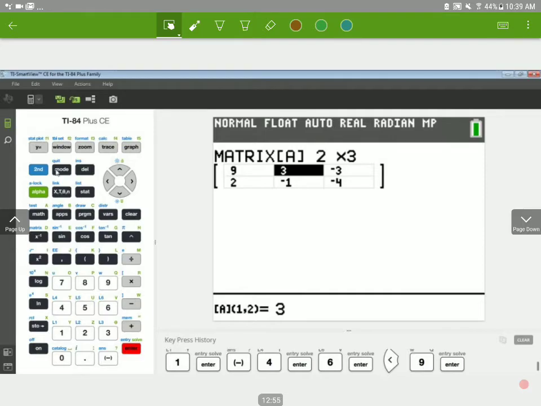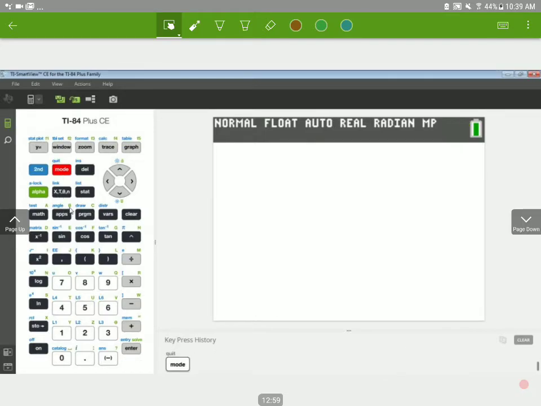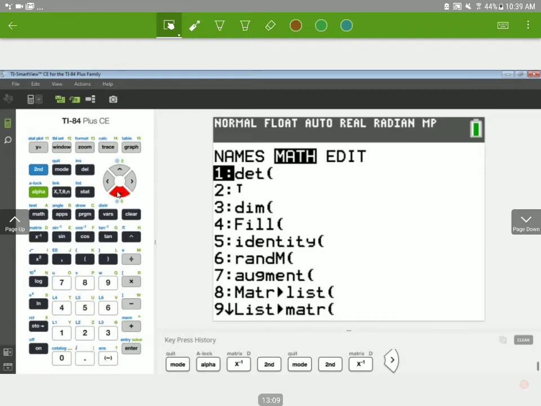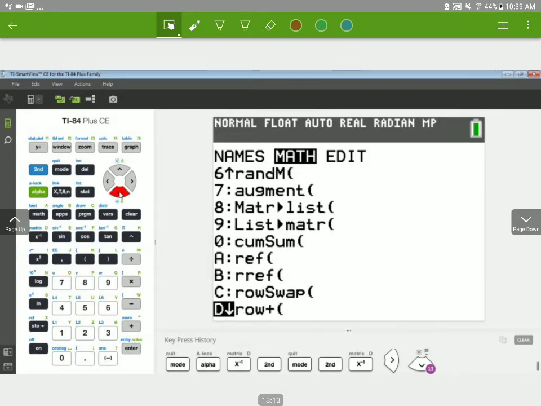All right, so we got there. Second, quit to get out of there. And then go back in again. Second, matrix. Go to math, scroll down to your pirate function, the rref right here. All right, that's your pirate function. And hit enter.